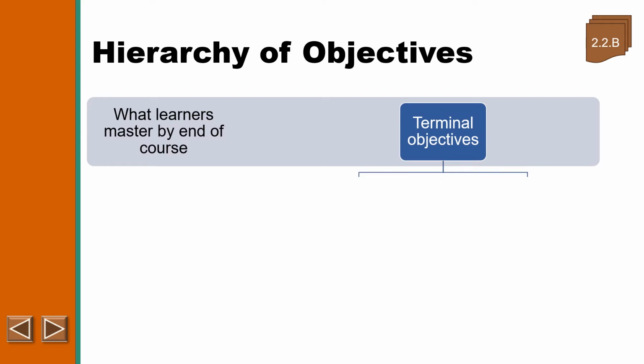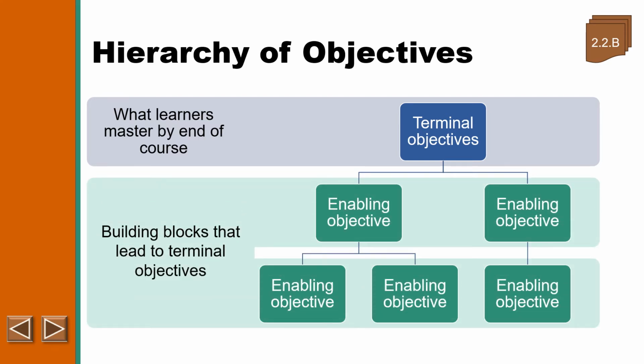In the hierarchy, the terminal objectives are at the top, and they are what the learners must master by the end of the course. The enabling objectives are those building blocks that lead to the terminal objectives, and they're written in the same way, but they're at a more micro level. Since they're the building blocks, once they are completed, the students would be able to complete the terminal objectives.